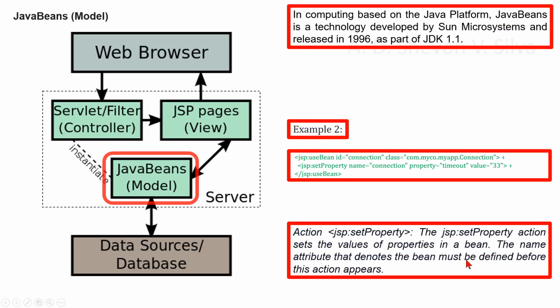As an example too, we can consider this one. The action JSP colon set property. The JSP colon set property action sets the values of properties in a bean. The name attribute that denotes the bean must be defined before this action appears.